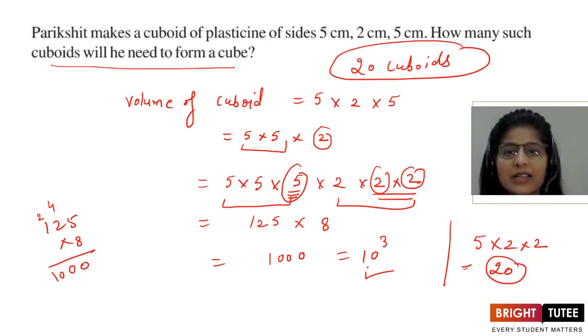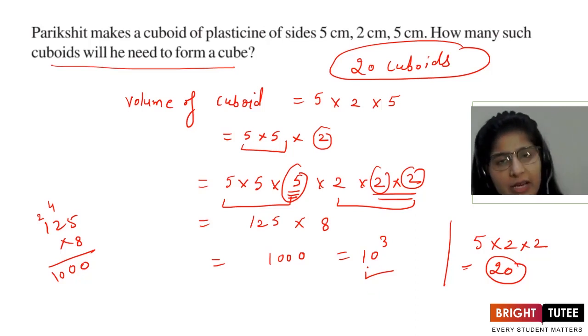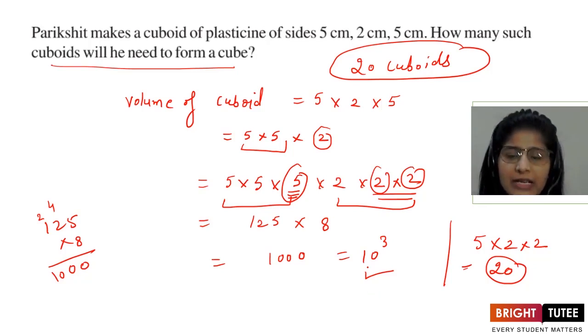So what we have discussed is how to check whether a number is a perfect cube or not, of which number it is a cube, what is to be multiplied to form a perfect cube, what is to be divided to form a perfect cube, and questions like this, how many cuboids you will need to form a cube. Clear? So whatever dimensions are given, just follow this method. You're going to find out the number of cuboids required to form a cube. I hope this gives you a clear idea about the concept.